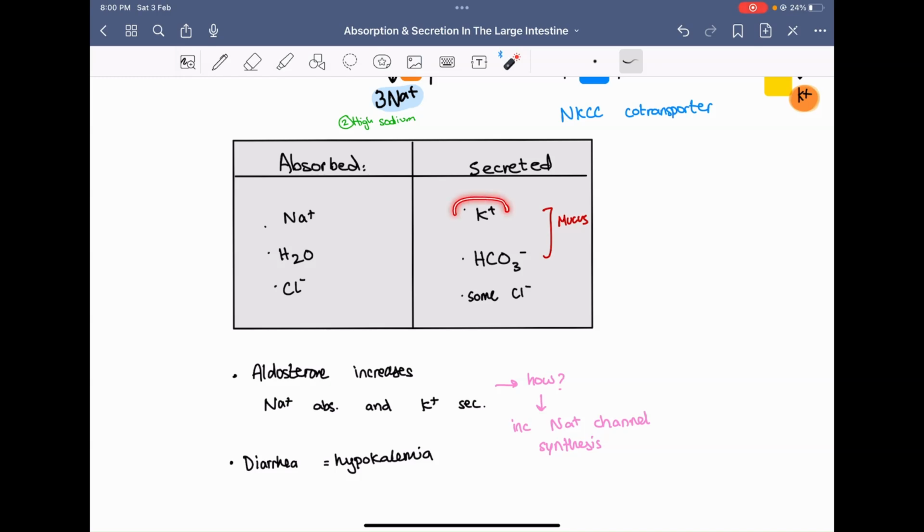So we have some potassium and bicarbonate ions, as well as some chloride, that will be secreted into the stool, but the majority of the chloride will be absorbed. Now, potassium and bicarb are important components in mucus.